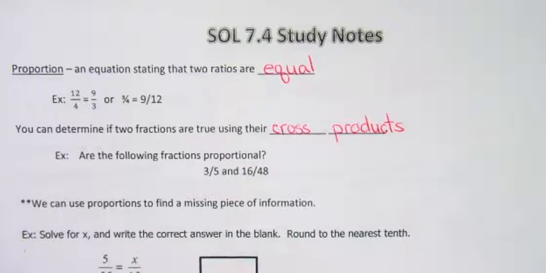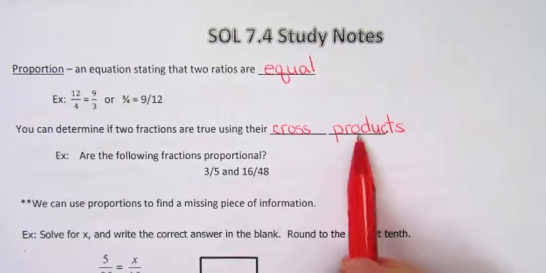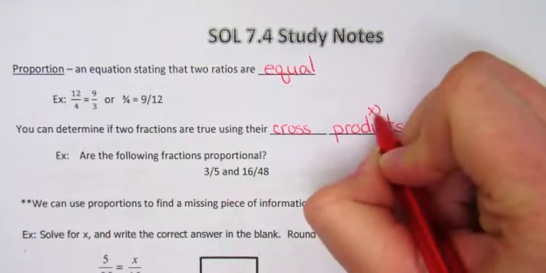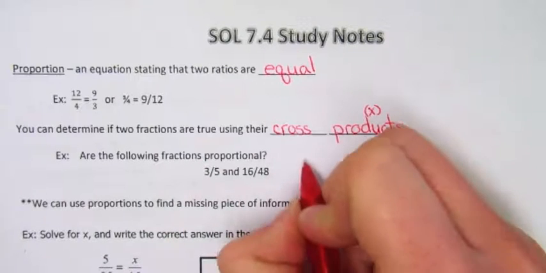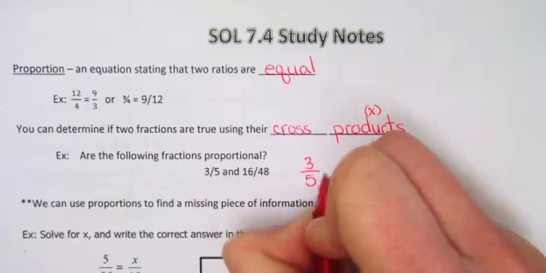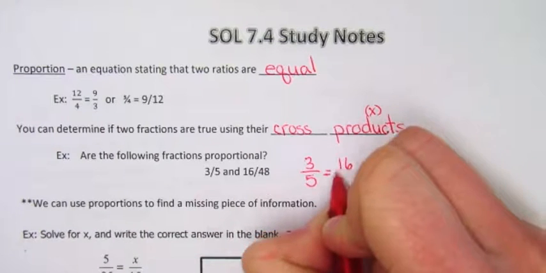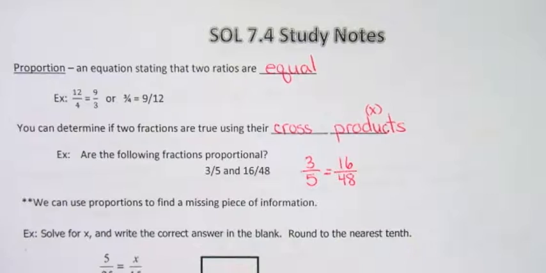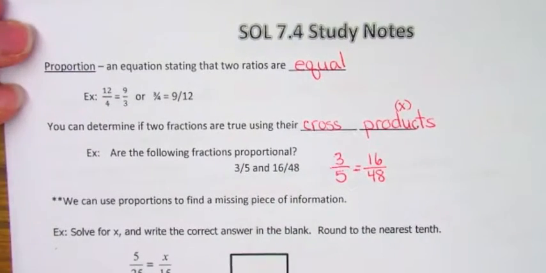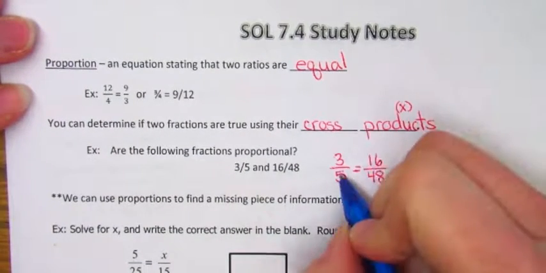Cross products are literally what they sound like. They're the products, which means multiplying, across. So are the following fractions proportional? Well, I'm going to reset them up so it's a little bit easier. We have 3/5 and 16/48. To see if these are proportional, I'm literally going to multiply across, the cross products.